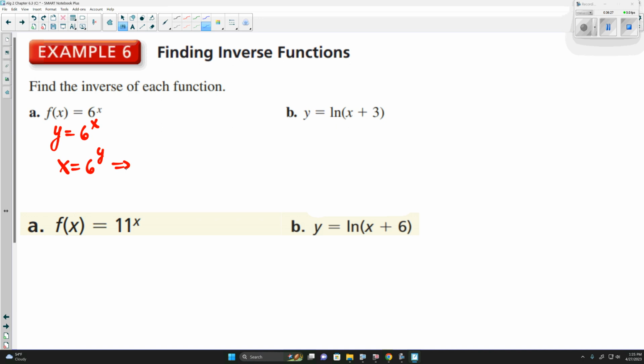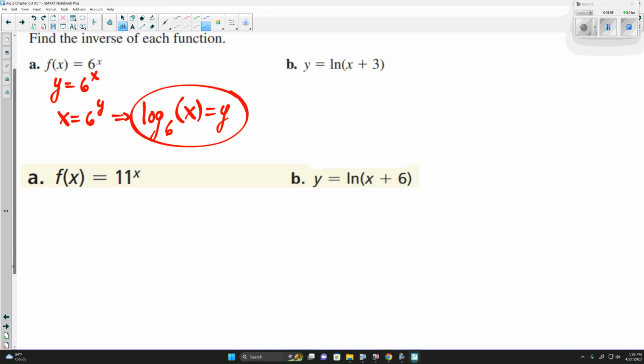So if we rewrote this as a log, it would be log base what? 6 of x. So it's just using what we did at the start to get our function. So any questions on A?